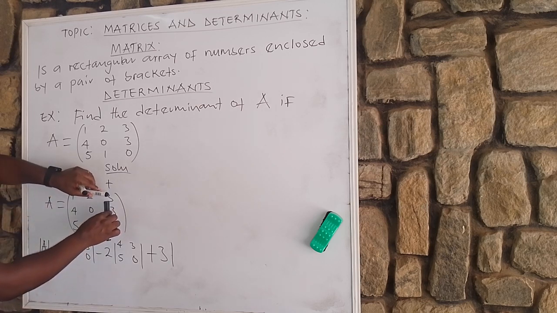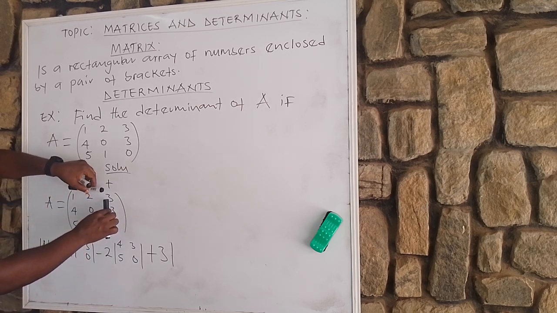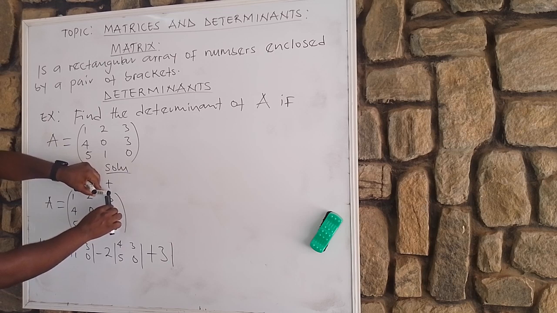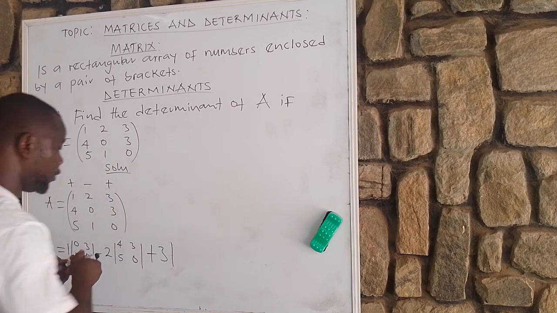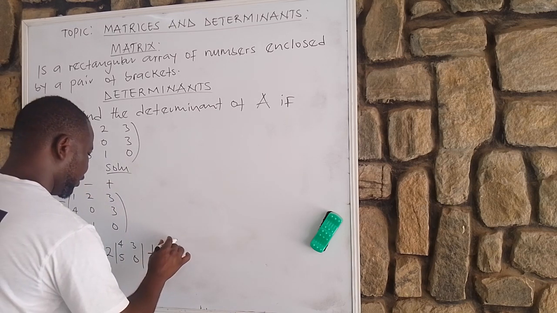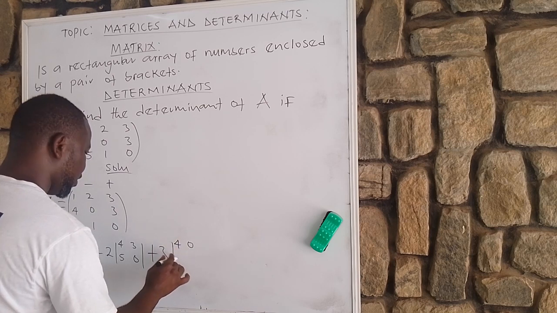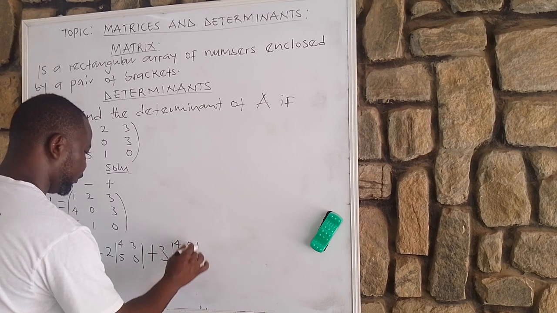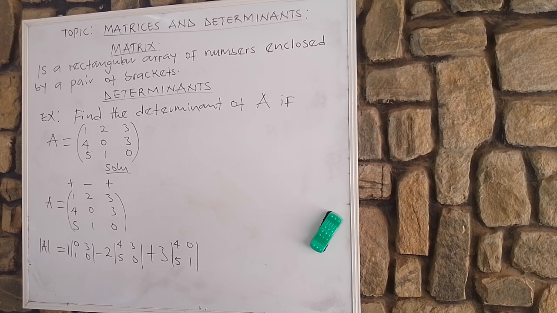So here you close the row of 3 and the column of 3. What are you left with? 4, 0, 5, 1. Do you agree with me? Okay. So far so good.